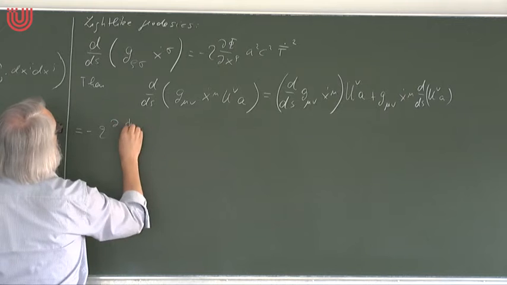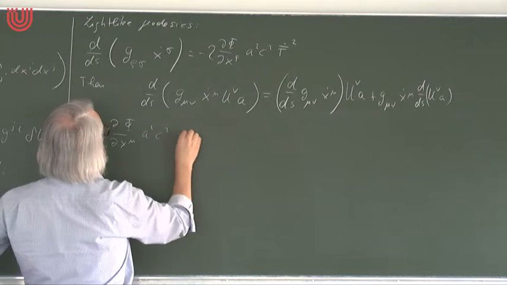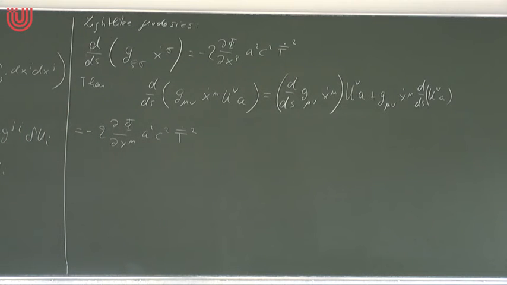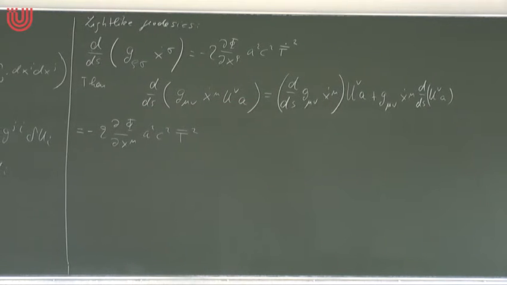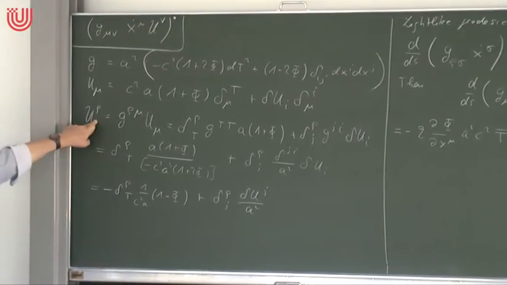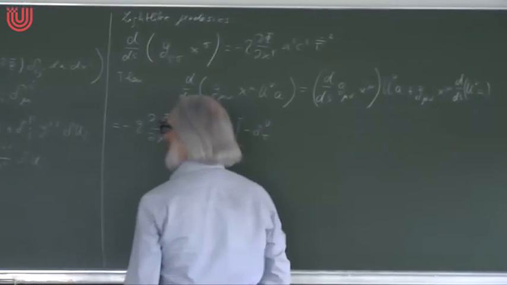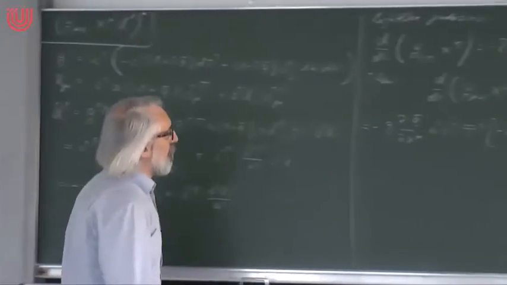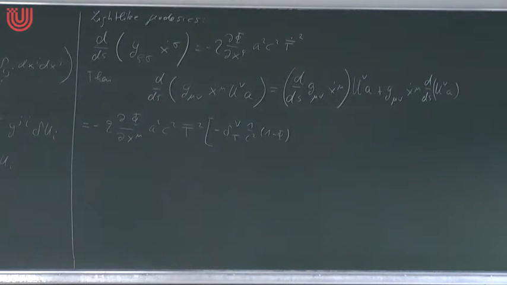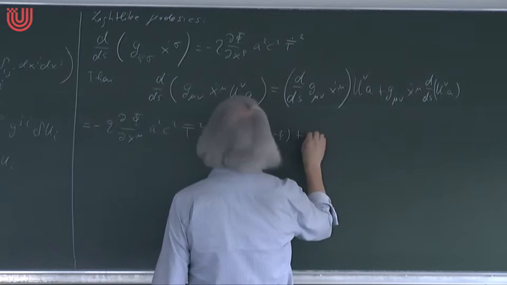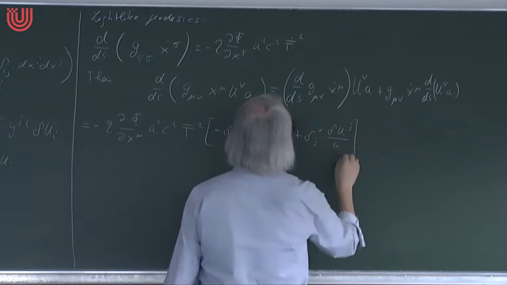So I get minus 2 d phi by dx mu, a squared c squared t bar dot squared times u nu a. And u nu a is this here multiplied with a, this here multiplied with a. And the index is what? It's a nu. So I get this multiplied with minus delta nu t. I've multiplied with a, so the a is gone here. 1 over c squared, 1 minus v. And here I multiply with a, so 1 a survives. It's delta nu j delta uj over a. That's the first term.